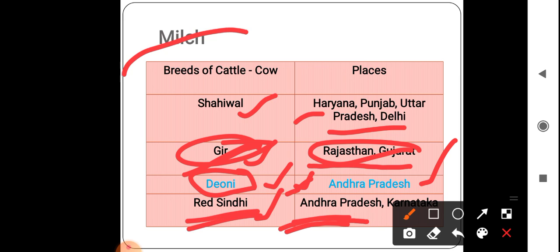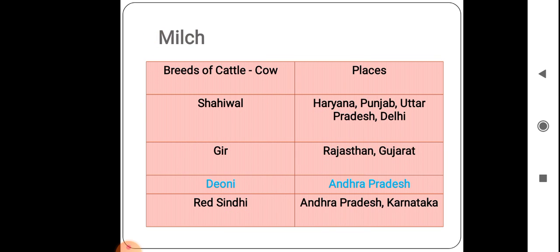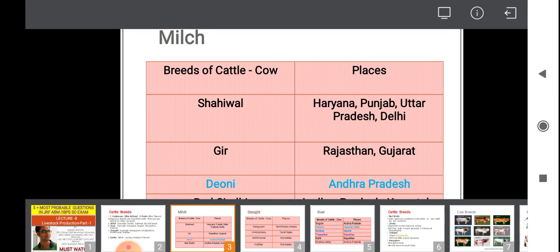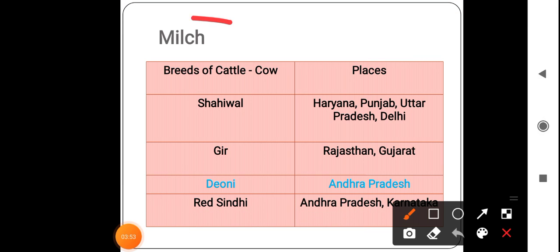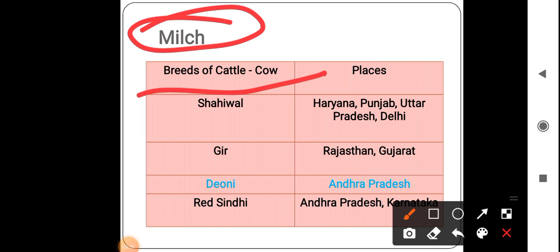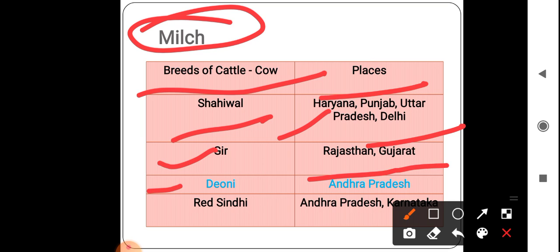Again, repeating, these all are milch cattle breeds. So I hope you remembered all these things: milch cattle, Sahiwal, Haryana, Punjab, Uttar Pradesh, Delhi; Gir, Rajasthan, Gujarat; Devni, Andhra Pradesh; Red Sindhi, Andhra Pradesh and Karnataka.